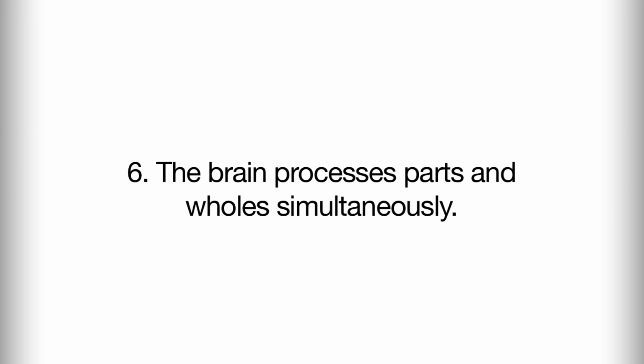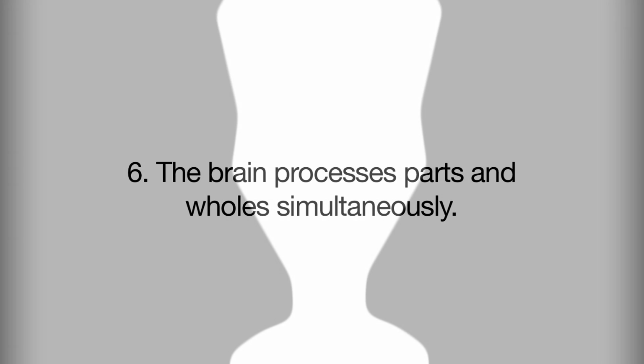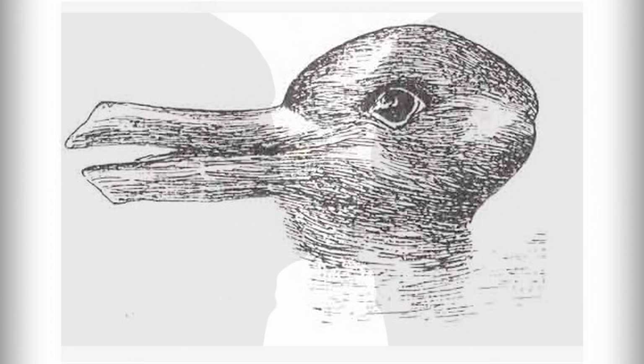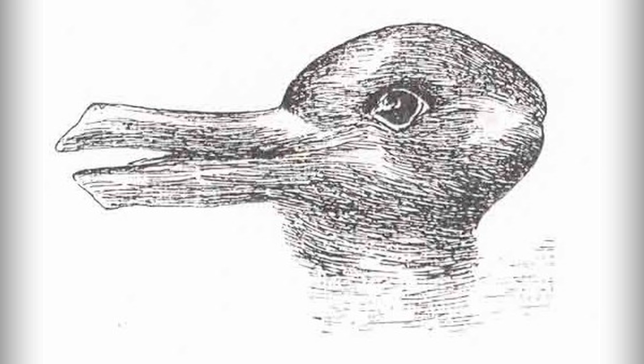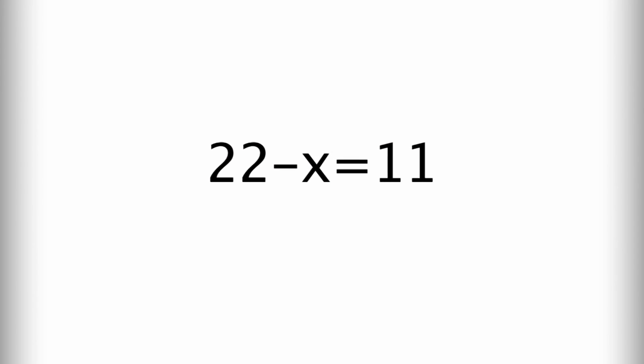The sixth principle is that the brain processes parts and wholes simultaneously. The right and left hemispheres of your brain perceive information differently. The right brain is more symbolic and metaphorical. The left brain is more logical and reasoning. When information is perceived using both hemispheres, you're getting a whole picture.